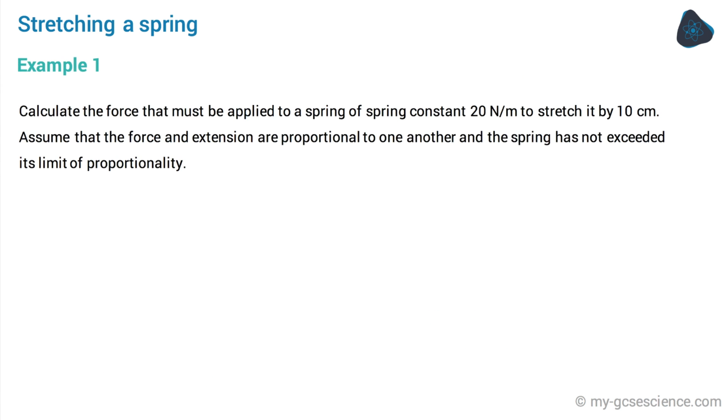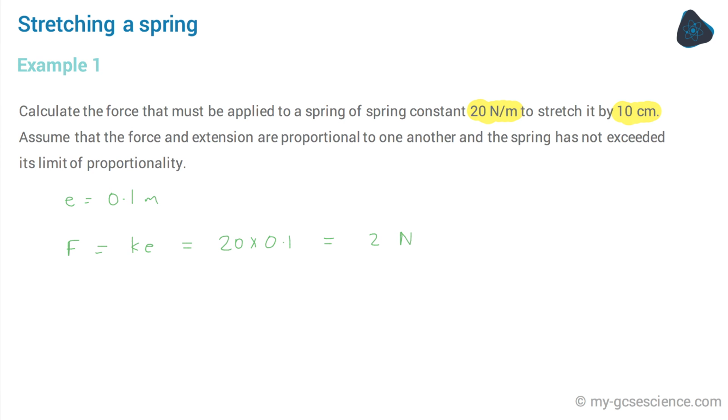Let's move on now to a couple of examples in using F equals KE. As you can see here, the spring constant is 20 newtons per meter, and the spring has been stretched by 10 centimeters, so let's give it a quick go. The only real point in this example is that the spring extension must be given in meters, so we'll convert 10 centimeters to 0.1 meters. After that, this is a very straightforward pure substitution question, so F equals KE gives 20 times 0.1 to give a force of 2 newtons.